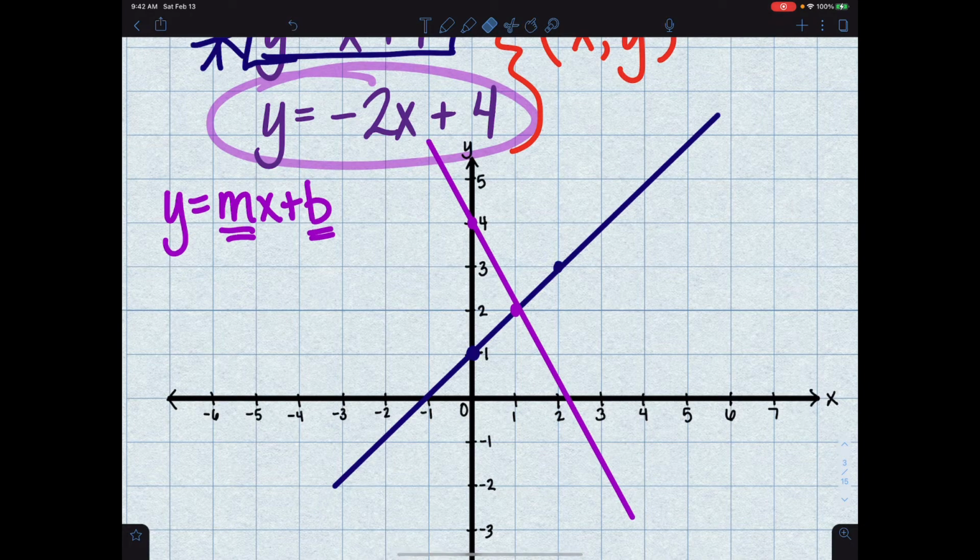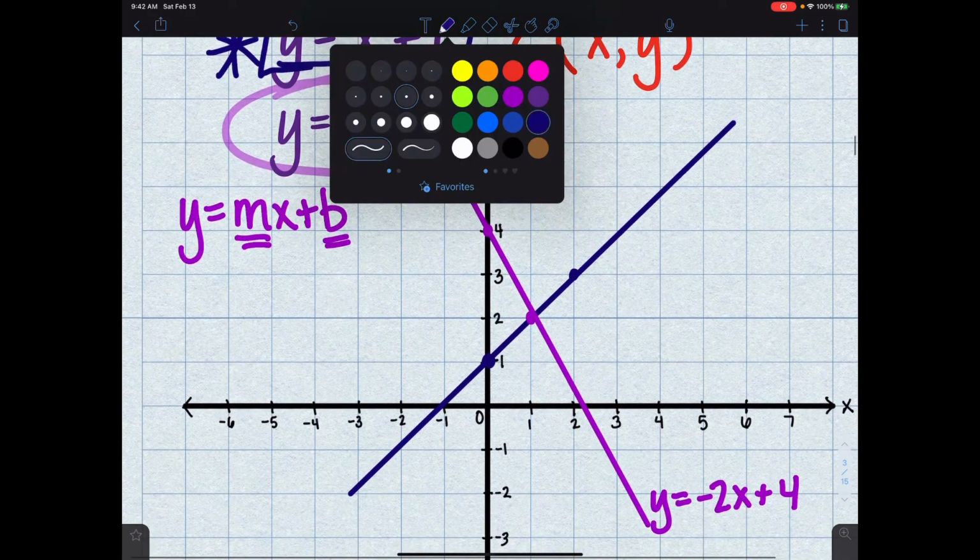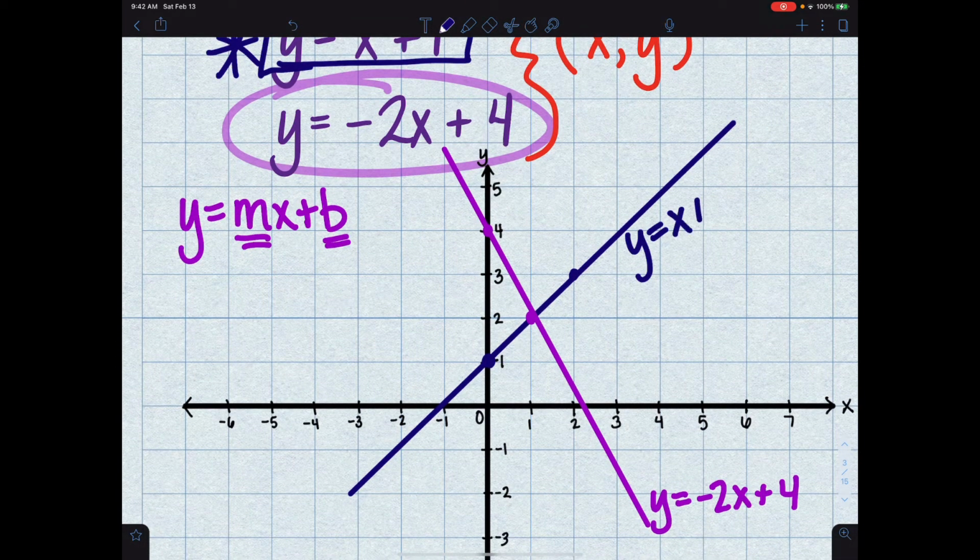This one is y equals -2x plus 4, and the blue line is my y equals x plus 1. Now, it says to solve by graphing. So now we graphed them both. So now they want to know where's the one spot where they both cross, which we can see. That was one of my dots, actually. And it crosses at 1, 2. So at 1, 2, that's my x and y coordinate where they cross.